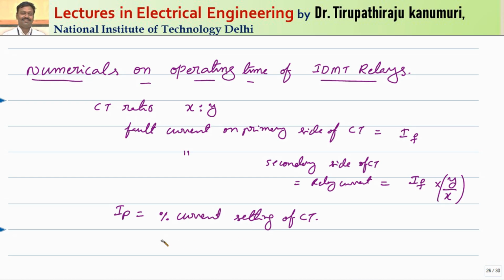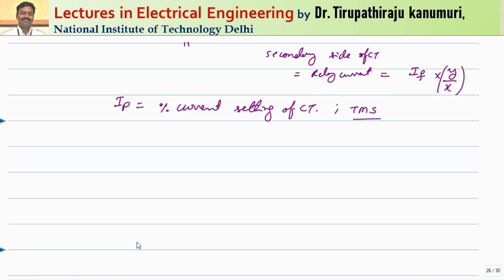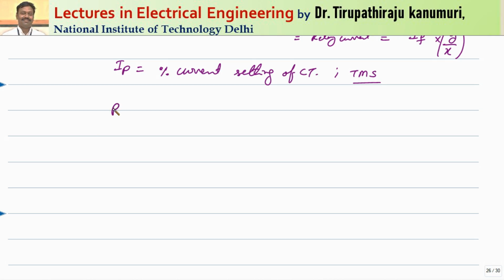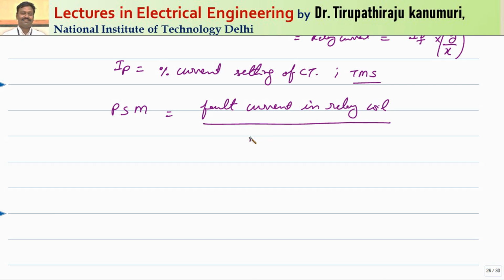Now coming to the time setting multiplier. The time setting multiplier, TMS, time multiplier setting, or TSM we can call it. This is used; you have to multiply with the TMS to get the actual value of the operating time. There is a term called the plug setting multiplier. First you have to calculate the plug setting multiplier whenever the numerical is given. This plug setting multiplier is equal to the fault current that is passing through the relay coil divided by the pickup value of your relay. That means the minimum current required for the operation of your relay.